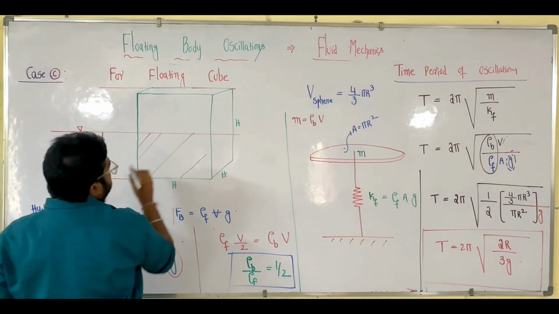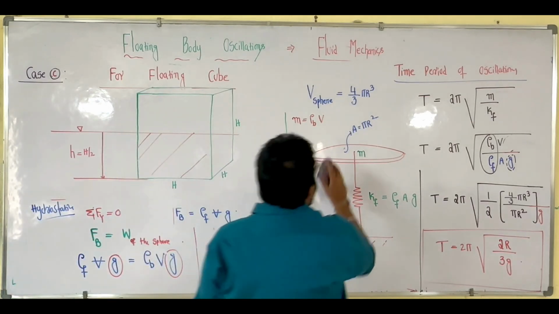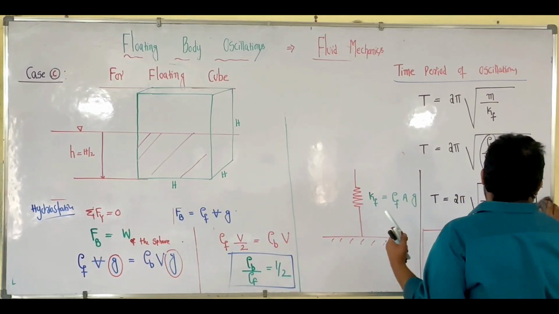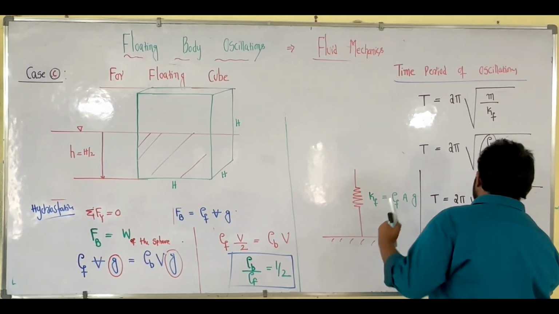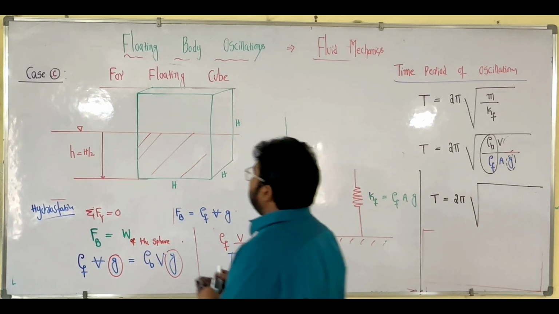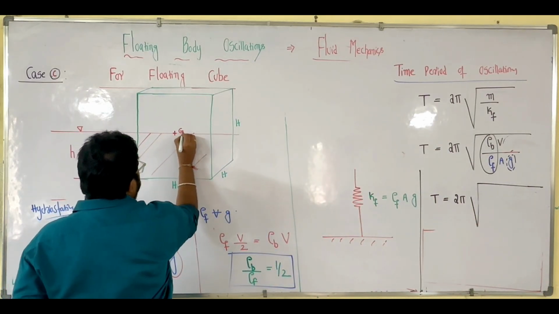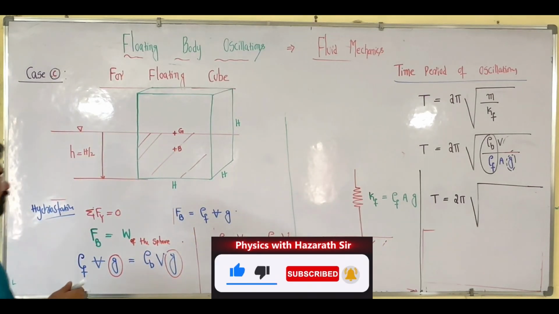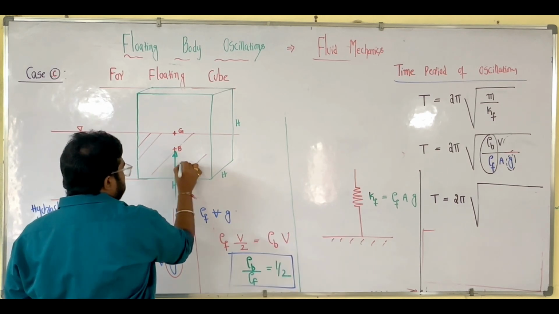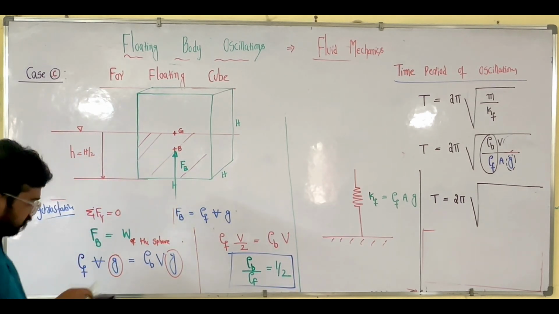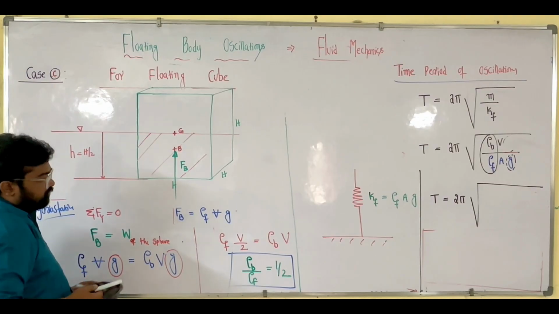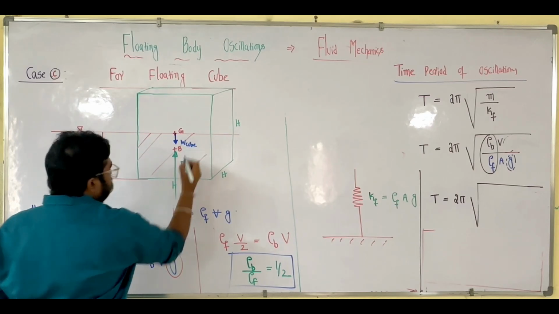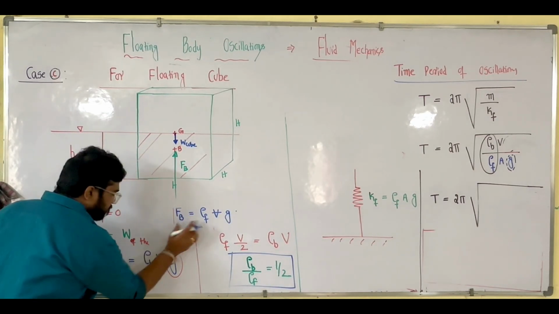What is the volume of the fluid displaced? When you project the area, what will you get? Weight of the cube is acting downward, buoyant force is acting upward. This is the weight of the cube. So now tell me, weight of the cube.